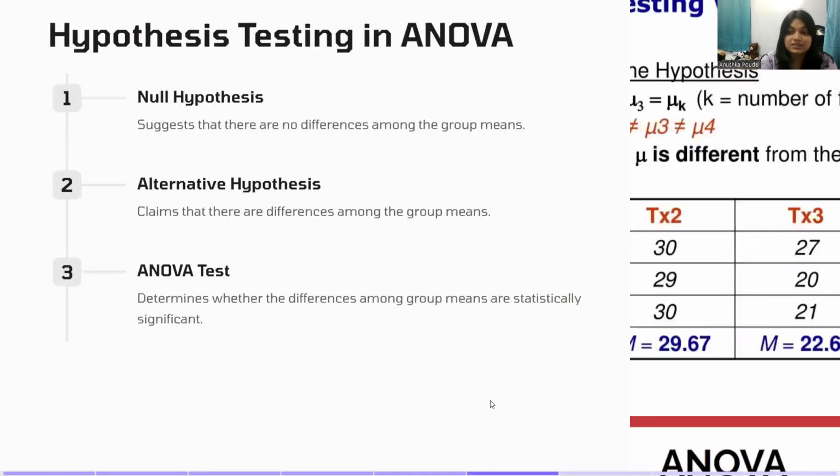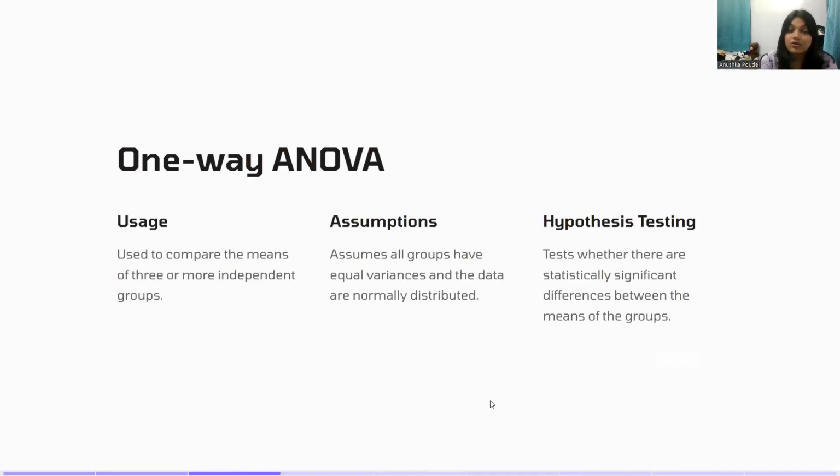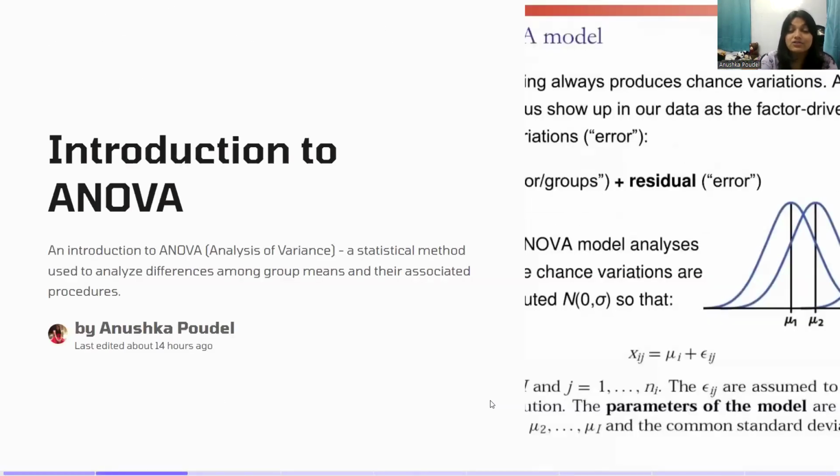ANOVA as a summary, let's revise it again. ANOVA basically stands for analysis of variance. Variance is the square of the standard deviation, so it all lies between the standard deviation, the mean, and the variance. A variance is basically the square of the deviation from the mean. That means the square of the standard deviation. It is a statistical method used to analyze differences among the groups. So when we have different groups competing against each other, we look at how significantly different they are from each other.